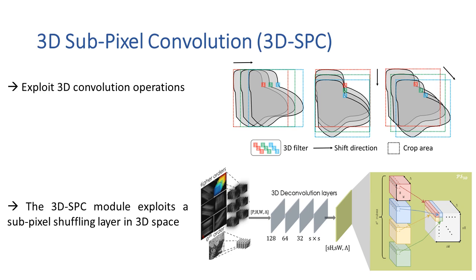3D SPC performs processing in low-resolution space via multiple 3D deconvolution layers, and then 3D reshuffling operations are carried out to produce a super-resolved image residual from the learned low-resolution feature cubes.